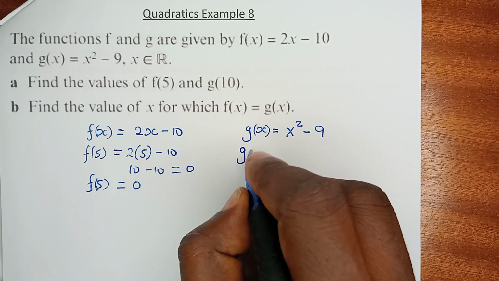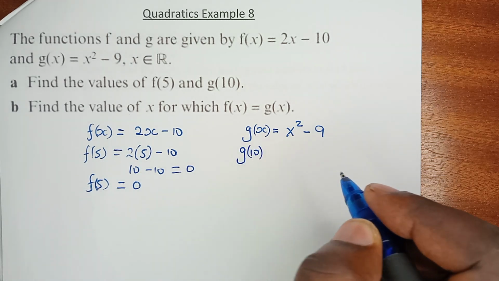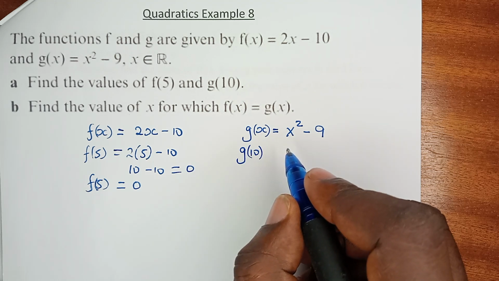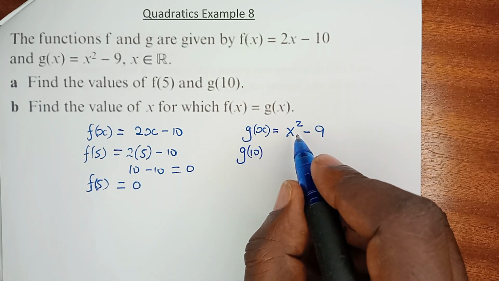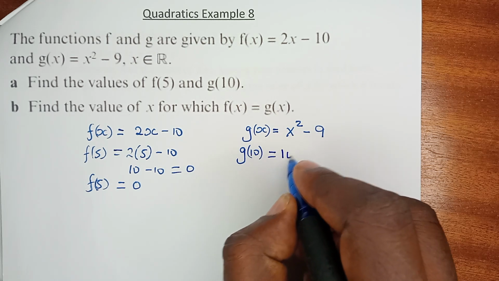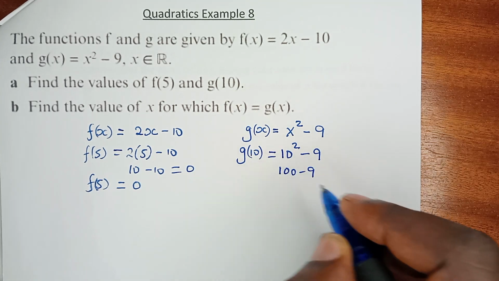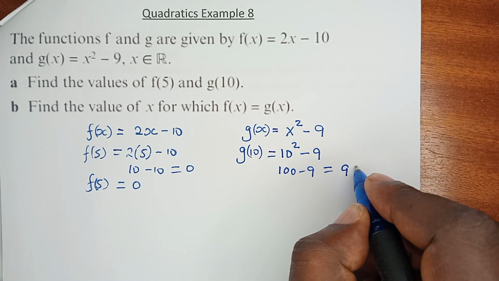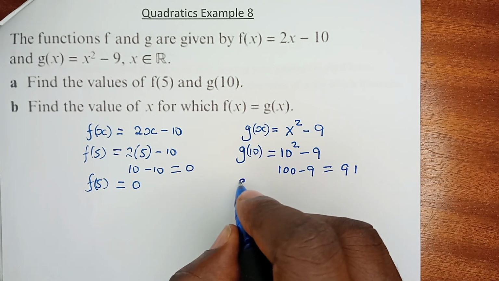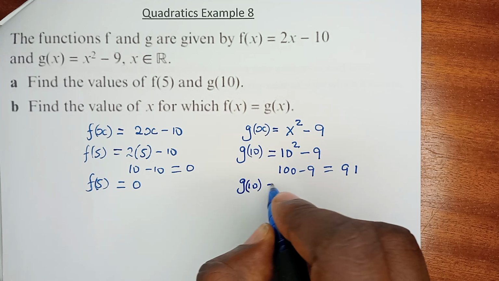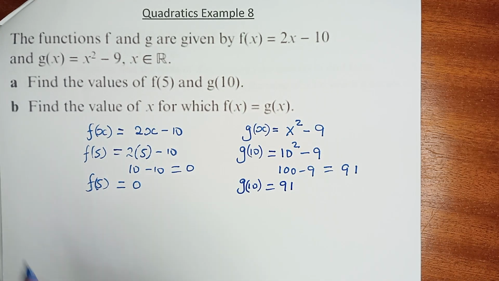What about g(10)? Again, x is going to be substituted by 10, meaning 10 squared minus 9, which is 100 minus 9, which is 91. And therefore g(10) is 91. That is as far as part A of the question is concerned. Part B is asking us, find the value of x for which f(x) is equal to g(x).